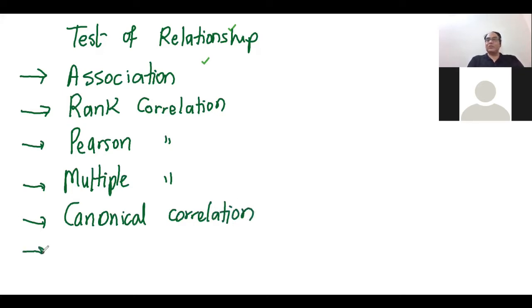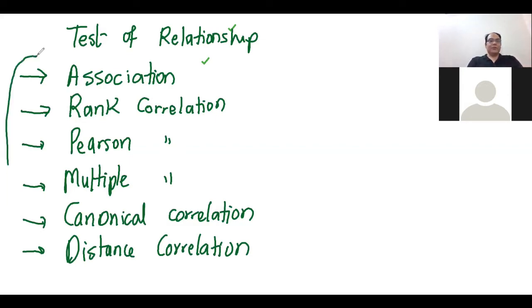And there are some other versions of correlation which I don't know much about, but I have heard about them. That is called distance correlation. So there is a very long family of relationships. We will cover these four types in the workshop, and canonical and distance correlation we normally cover in advanced statistics. So let's start from number one.